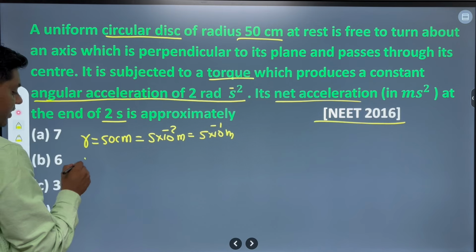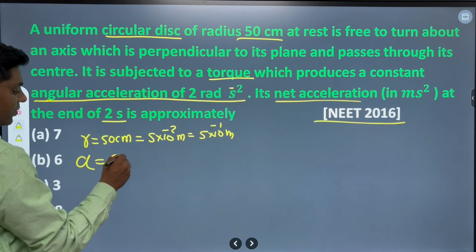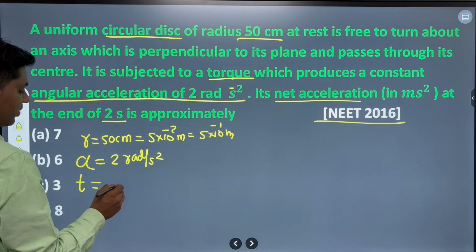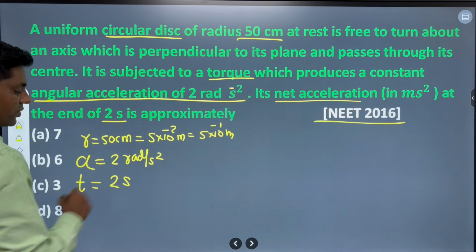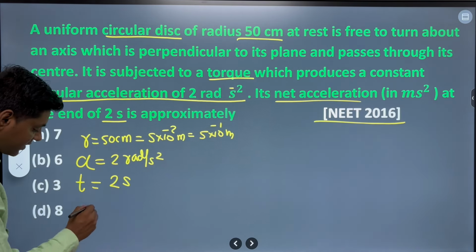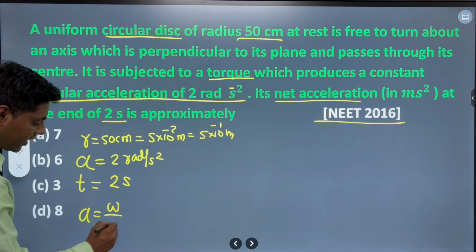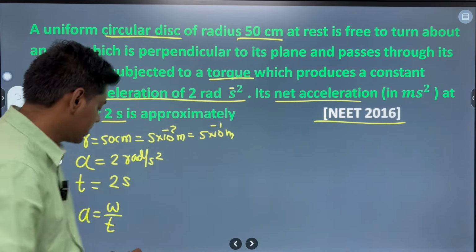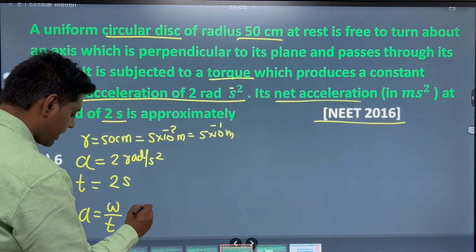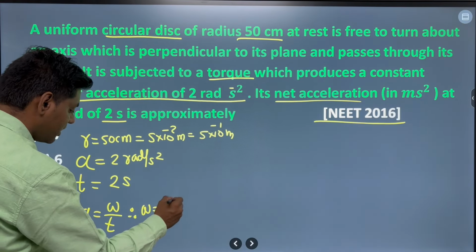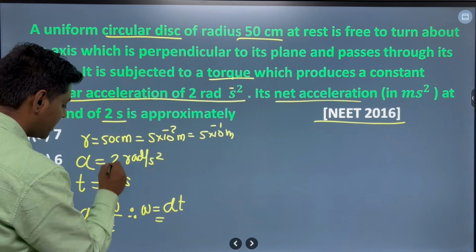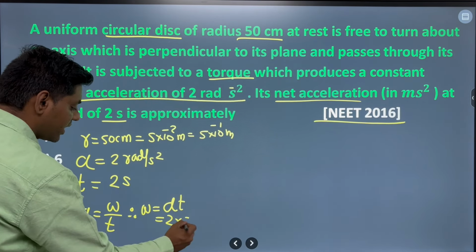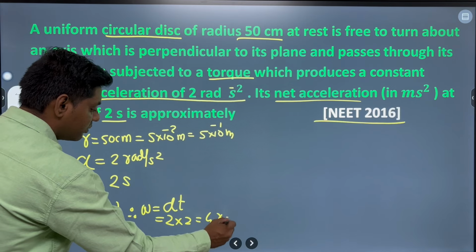Angular acceleration is given. It is denoted by the letter alpha, that is 2 radian per second square. Then time is given, t equal to 2 seconds. As we know, the formula of angular acceleration is omega divided by t, the rate of change of angular velocity. So from here we can calculate the value of omega, that is alpha t. Put the value of alpha, 2, and time, 2 seconds. 2 2s are 4 radian per second.